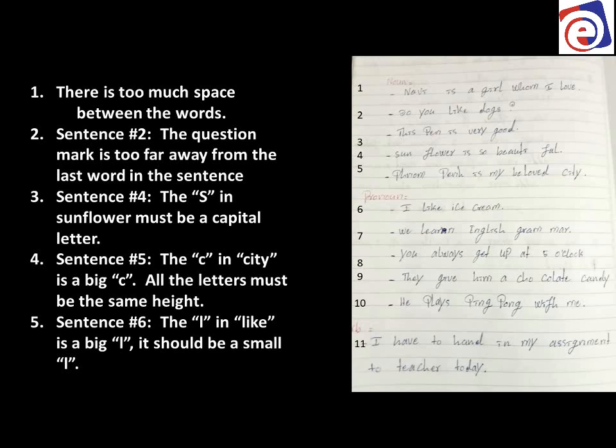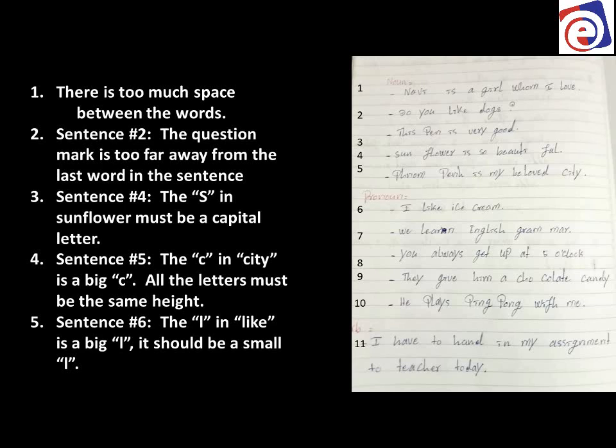In sentence number 4, sunflower is so beautiful. First of all, it's wrong grammar. You can say, the sunflower is so beautiful, or sunflowers are so beautiful. But look, the S in sunflower is a small letter, but sunflower is the first word of the sentence, and so it must have a capital S. And by the way, sunflower is one word. Sunflower is the name of a flower, but it's not a proper noun.